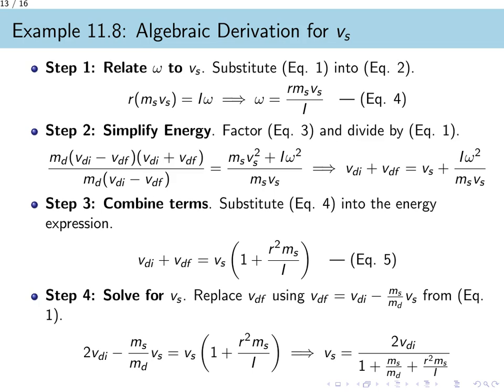Finally, by substituting the disk's final velocity back into our combined expression, we isolate v sub s as a function of the initial velocity and the system's mass distribution. Remember that the moment of inertia for the stick depends on its rotation axis, which here is through its center of mass. This derivation shows that the final state of an elastic collision is entirely determined by the initial conditions and the geometry of the objects.